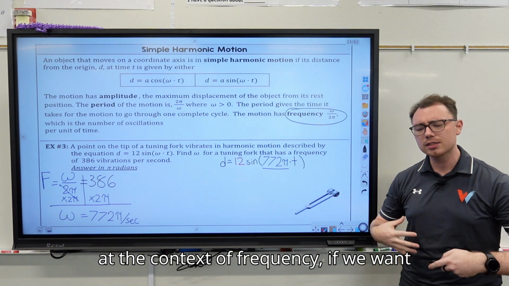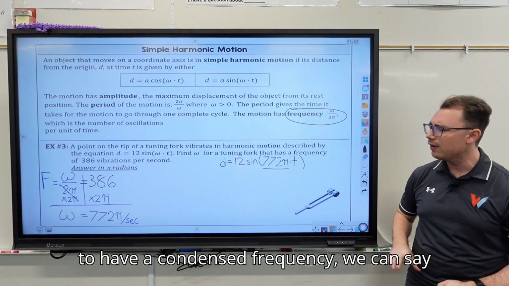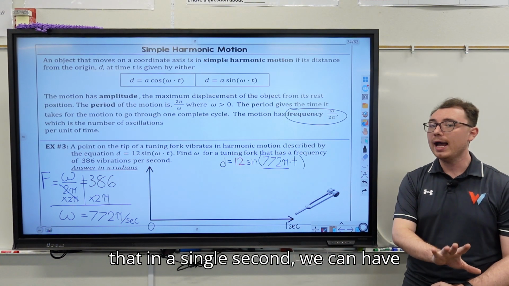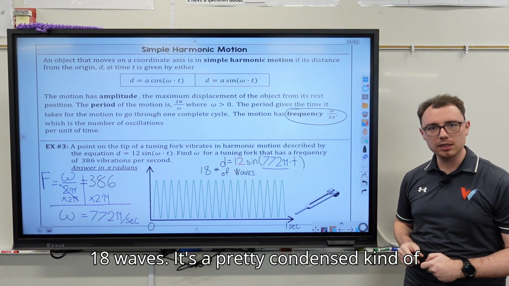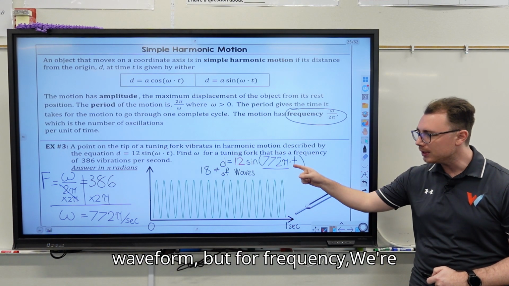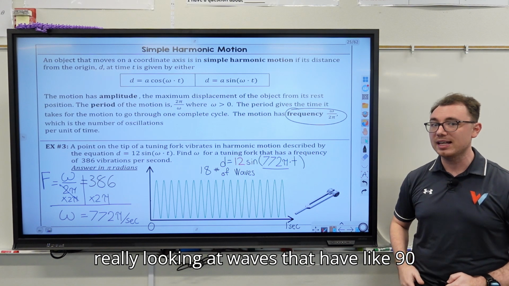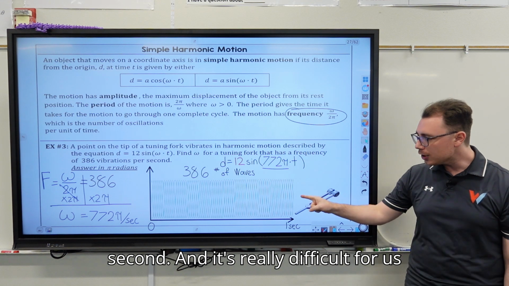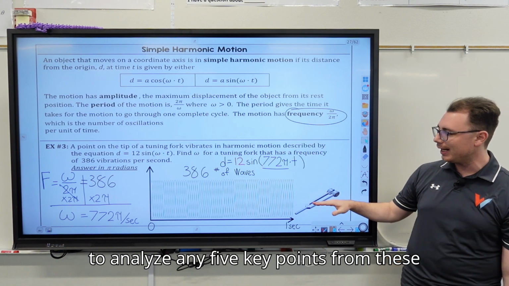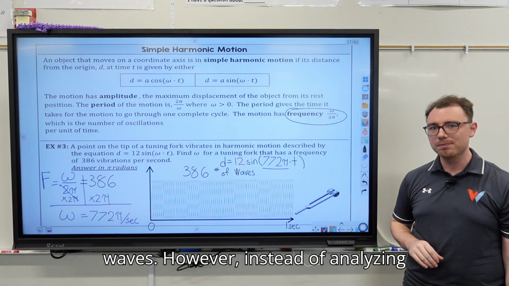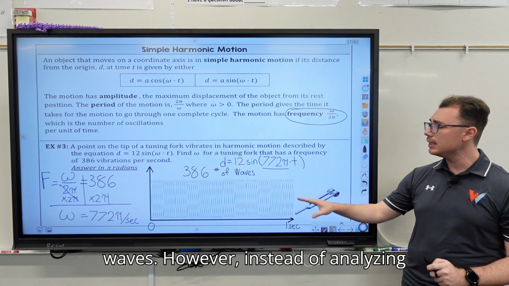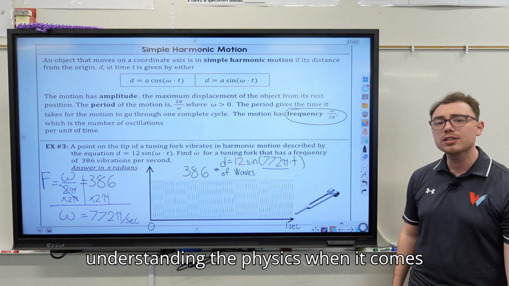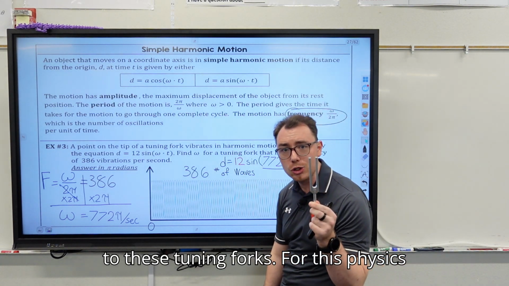So if we look at the context of frequency, if we want to have a condensed frequency, we can say that in a single second, we can have 18 waves. It's a pretty condensed kind of waveform. But for frequency, we're really looking at waves that have like 90 waves a second, or 380 waves a second. And it's really difficult for us to analyze any 5 key points from these waves. However, instead of analyzing these waves, what will help us with these kinds of problems is understanding the physics of these tuning forks.